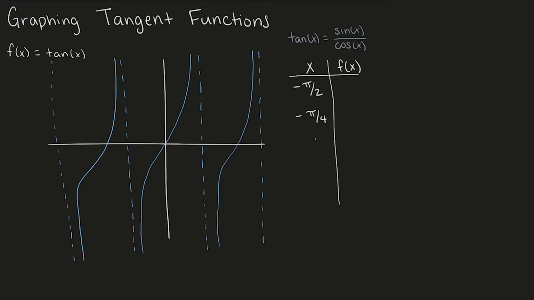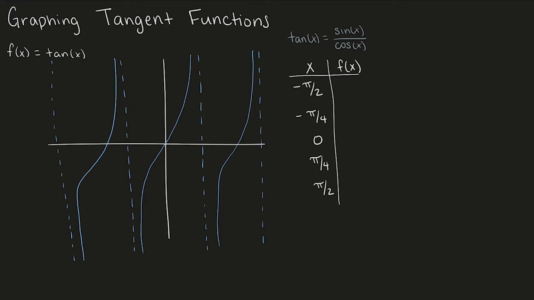Here's what our table of values looks like. Our values for x in our tangent function are negative pi over 2, negative pi over 4, 0, pi over 4, and pi over 2. One wave of our tangent graph spans pi units, which is our period, and goes from negative pi over 2 to pi over 2. Now we can use our definition of tangent, which is sine over cosine, to find what our y values are at each of these points.